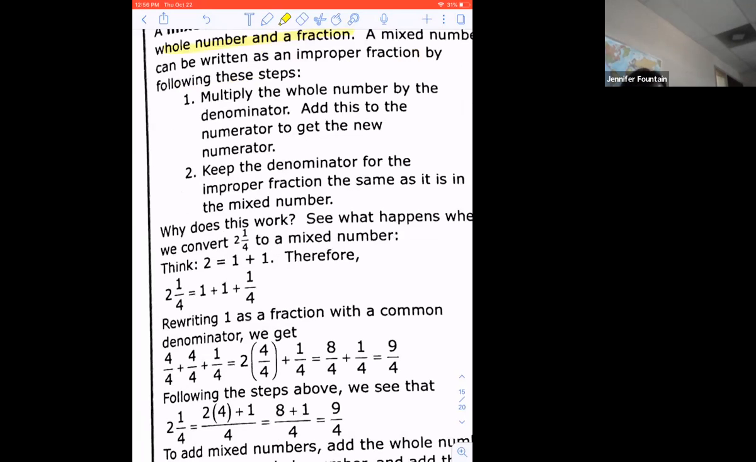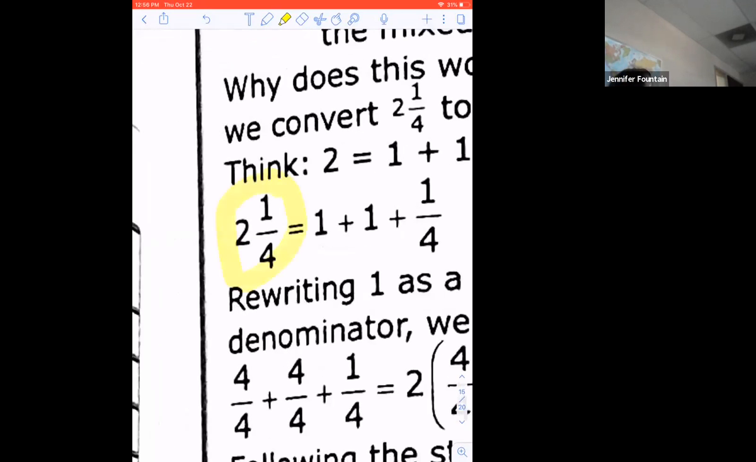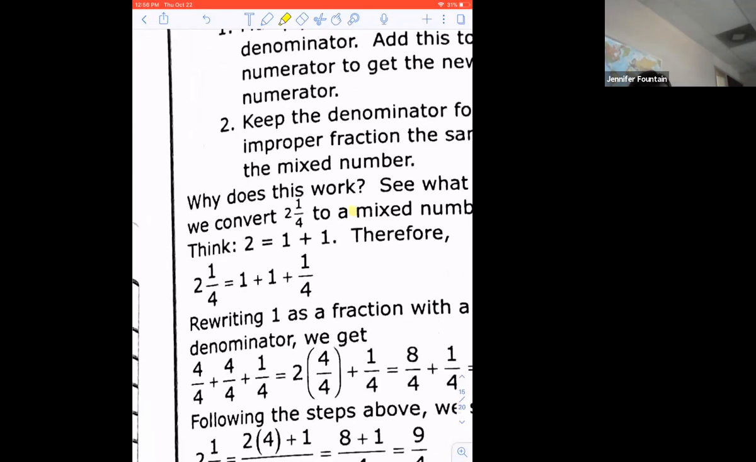So if I was looking at the number 2 1/4, that means that if I could, I would add the 2. It's 2 plus 1/4.